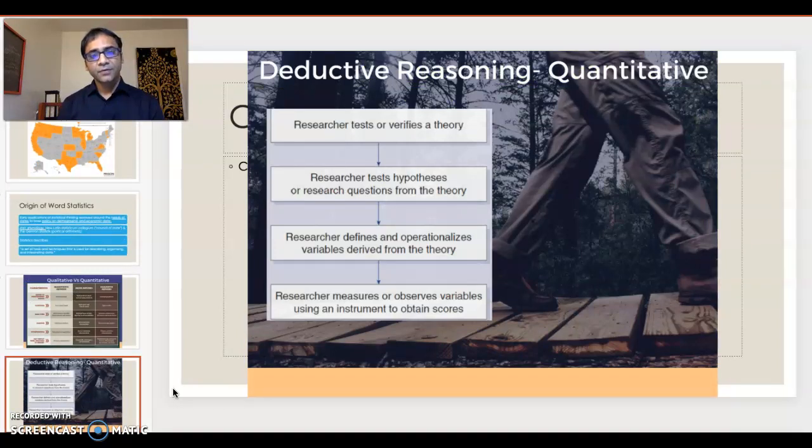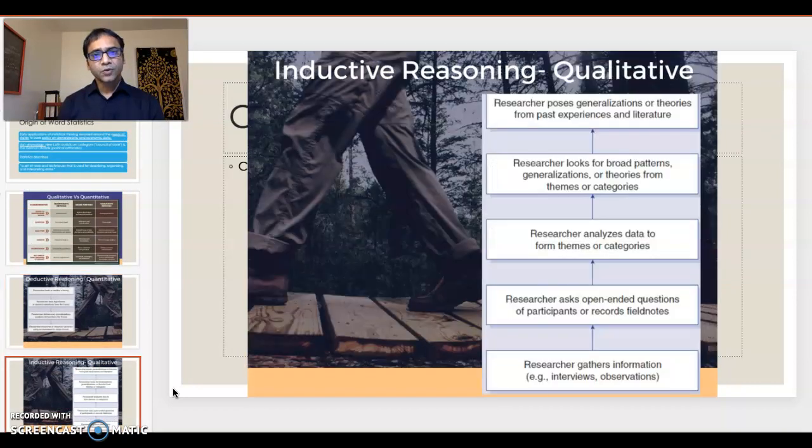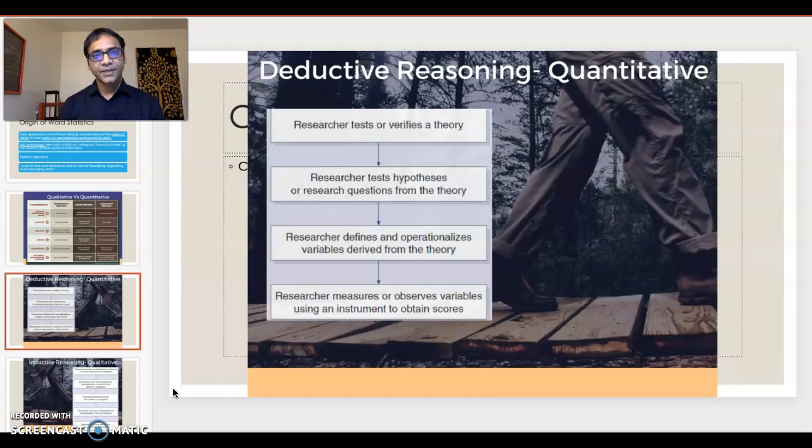And as you can see here, there are 2 ways of knowing, quantitative and qualitative. One is the deductive approach, that is quantitative. This is for our statistics course. What happens in deductive reasoning? The researcher tests or verifies a theory. The researcher tests hypotheses, that is research questions from the theory. Researchers define and operationalize the variables derived from theory, so it looks like a top-down approach.